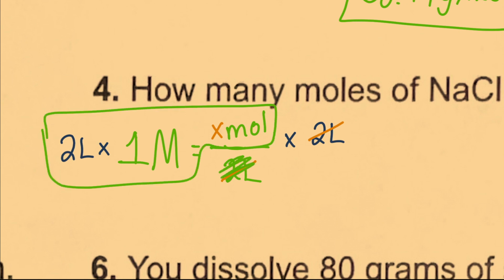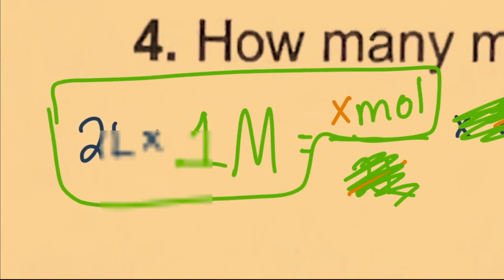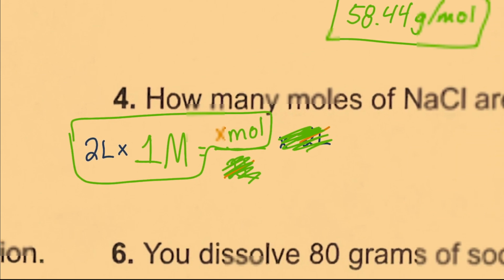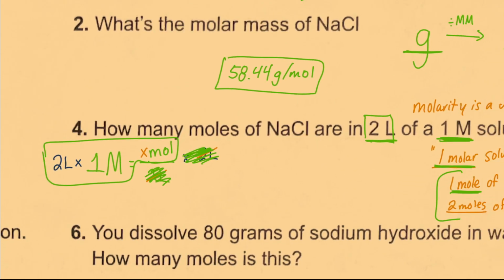And these things don't matter because they're crossed out. They cancel each other out. And now, look, 2 times 1 equals x. So now you can punch in your calculator if you want, 2 times 1. But that's just going to be 2 moles, obviously. And that's our answer. So we get the same answer either of the 3 ways that we do it. 2 moles of NaCl.